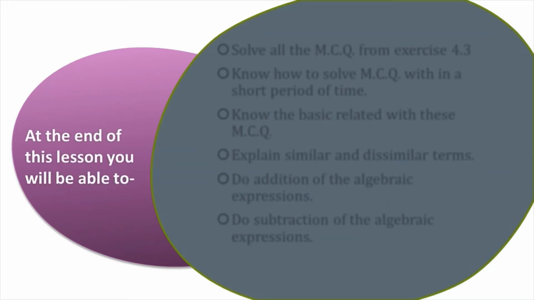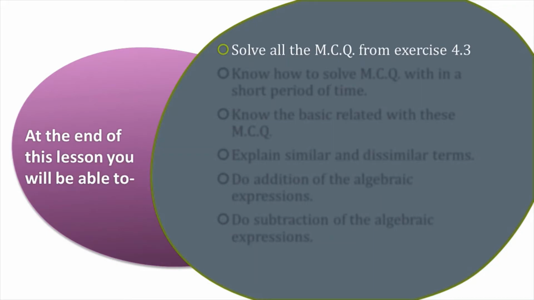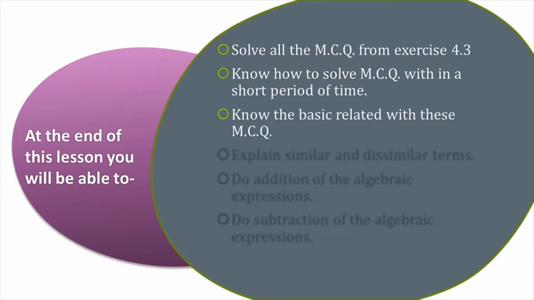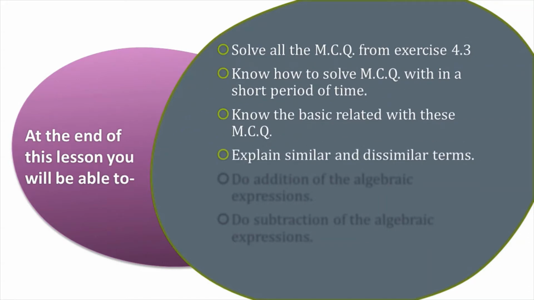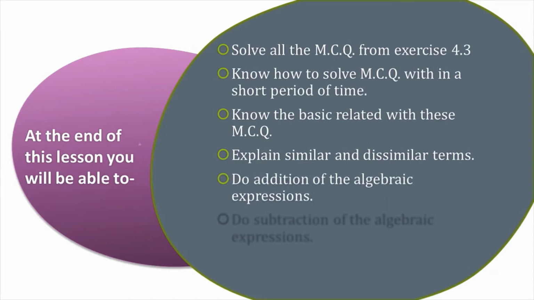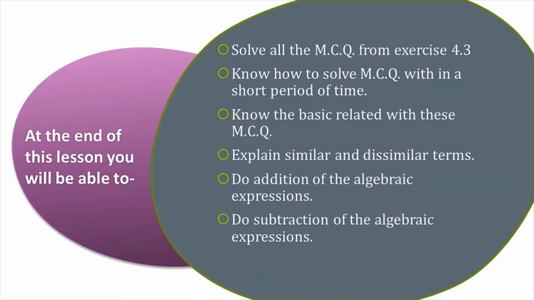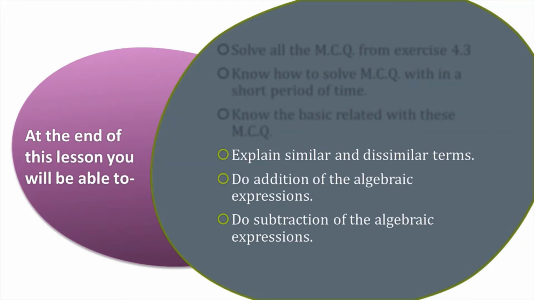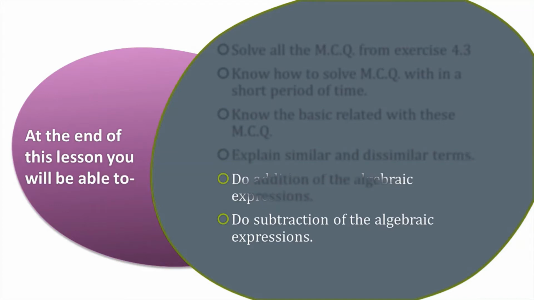Now at the end of this lesson you will be able to solve all the MCQ from exercise 4.3, know how to solve MCQ within a short period of time, know the basics related with this MCQ, explain similar and dissimilar terms, do addition of the algebraic expressions, do subtraction of the algebraic expressions, my dear. So this is the thing you will learn at the end of this lesson, and the main thing is similar and dissimilar terms, addition of the algebraic expressions, and subtraction of the algebraic expressions. Those are very important for you.